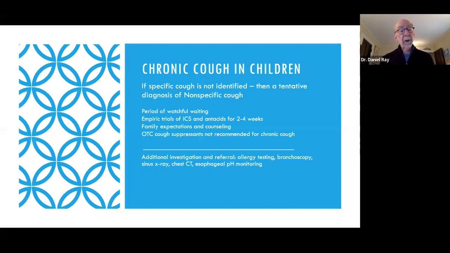If the parent's not going to let you do nothing for another month, then you could try a short course of inhaled corticosteroids plus or minus an antacid and see if the cough goes away. The one thing that they pointed out is that over-the-counter cough suppression is really not recommended for chronic coughs. So these are for kids that are having coughs that are going on for weeks and weeks. Don't give them OTC cough suppressants. And then obviously if the cough doesn't go away, then you can consider referrals for allergy testing, for pulmonary medicine, sinus x-rays, CTs, etc. But you're probably going to want to refer the child at that point.